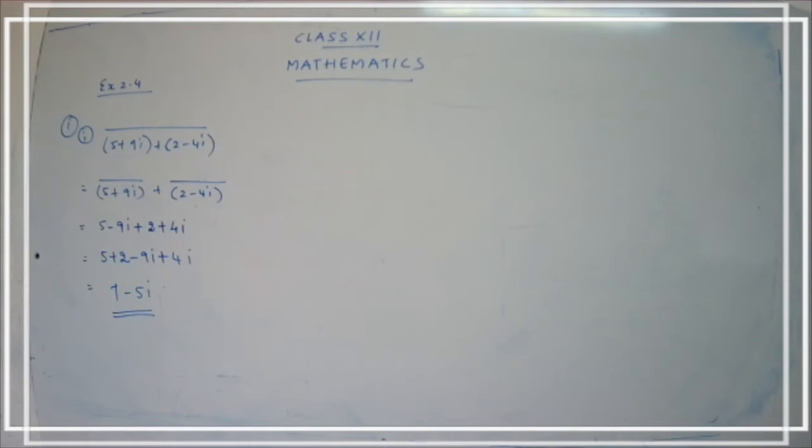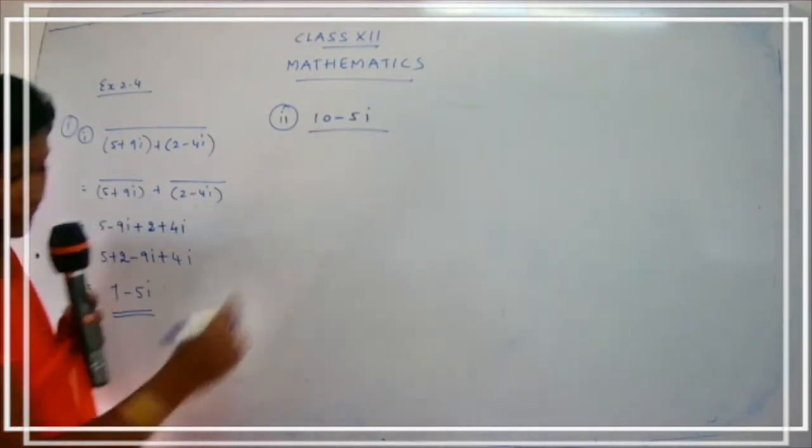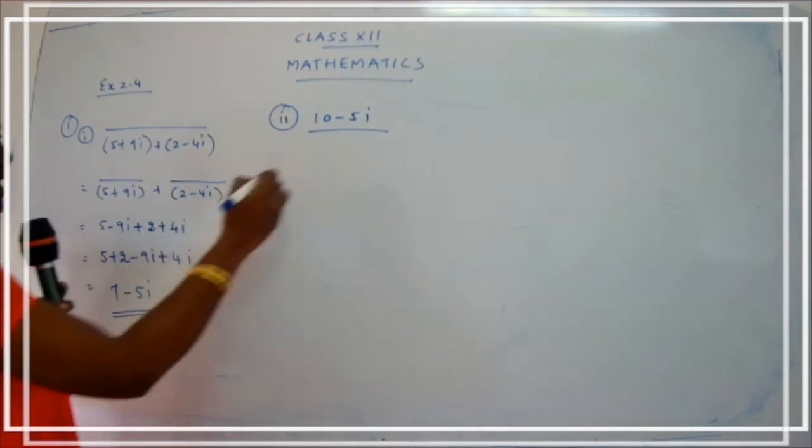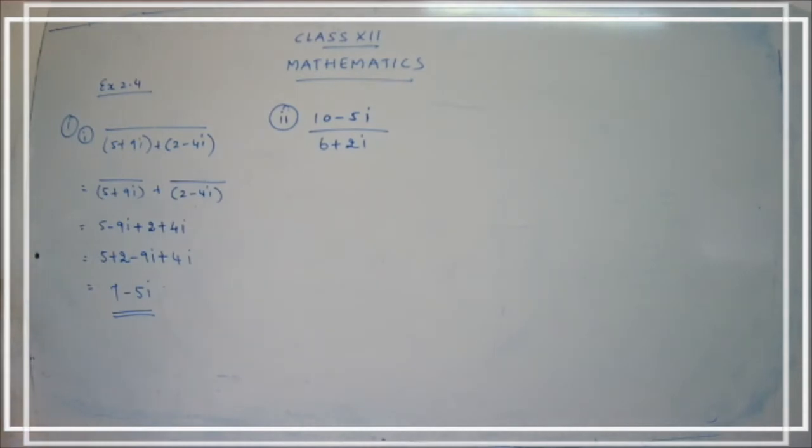Write down the second subpart now. I hope you are clear with the first subpart. It was very easy, yes, children? Let's move to the second subpart. 10 minus 5i upon 6 plus 2i. So let's see how to simplify this in terms of a rectangular form.